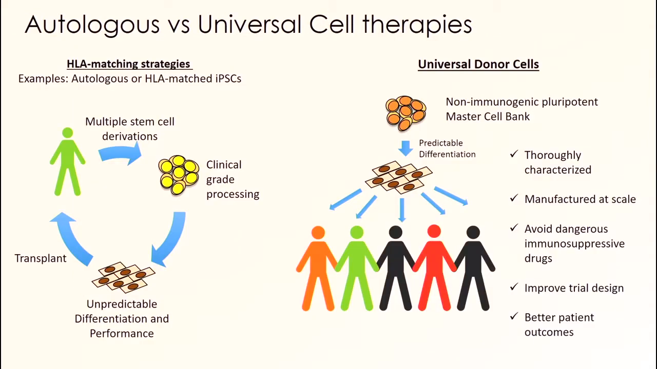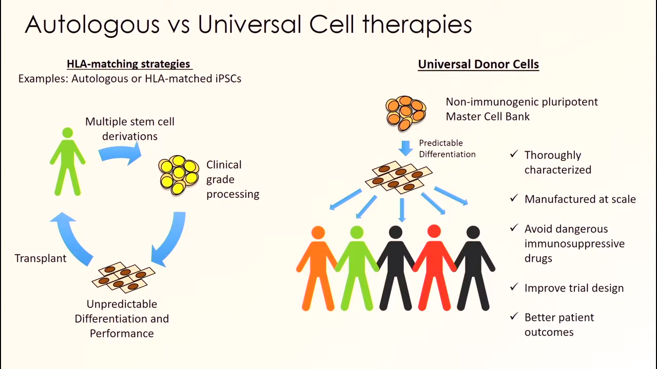There are really two ways to go about the rejection problem. In the first, you try to actually match the cell to the recipient. Mainly we're concerned with the HLA molecules. That's shown here, the HLA matching strategy, where you would have either autologous stem cells, induced pluripotent stem cells made from each patient, or you could create a bank of pluripotent stem cells where you would probably need hundreds of different lines to cover most people in all their different HLA types. But either way, you're talking about multiple derivations of stem cell lines.